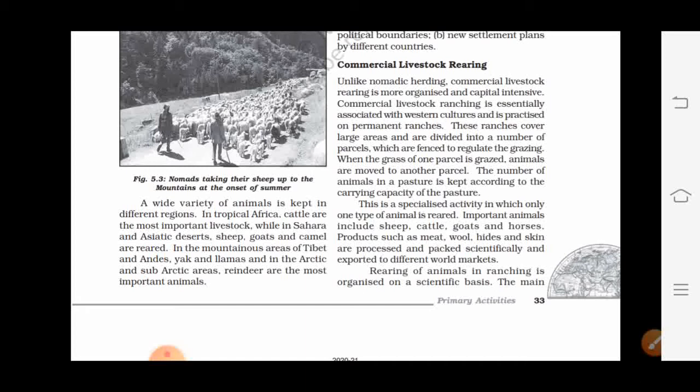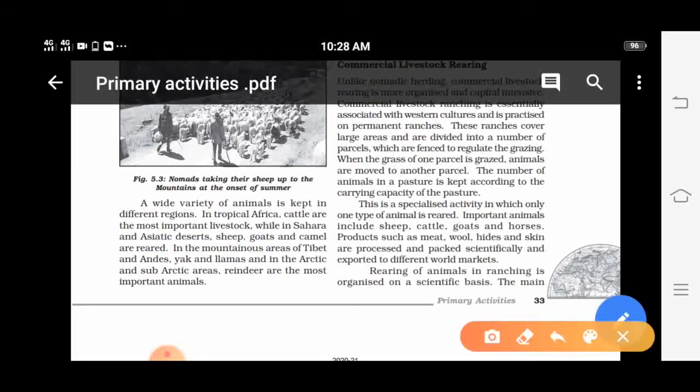Now in different parts of the world, different types of animals are domesticated depending upon the climatic conditions. So in tropical Africa, cattle are the most important livestock. In the Sahara and Asiatic desert, the nomadic herders, what do they domesticate? Sheep, goats, camel, etc. And in the mountainous areas of Tibet and the Andes, yak and llamas, and in the Arctic and subarctic areas, reindeer are the most important animals.